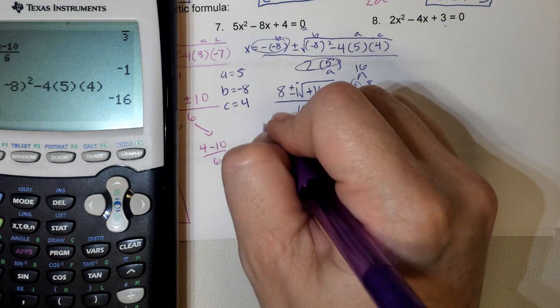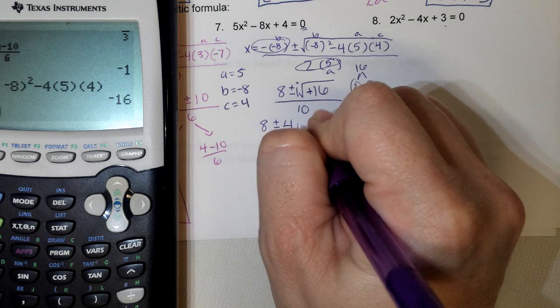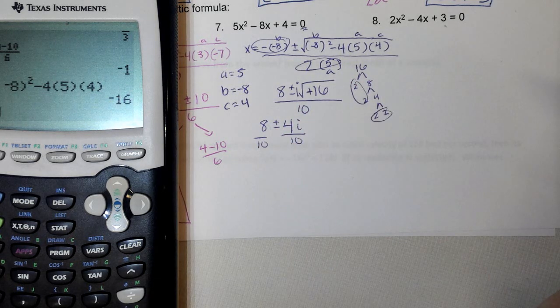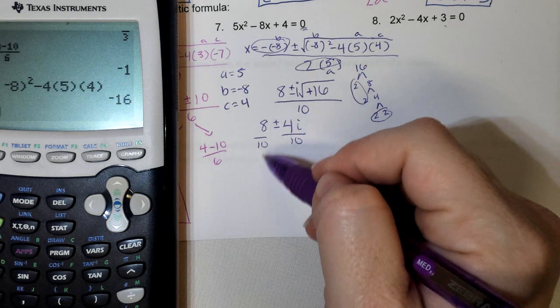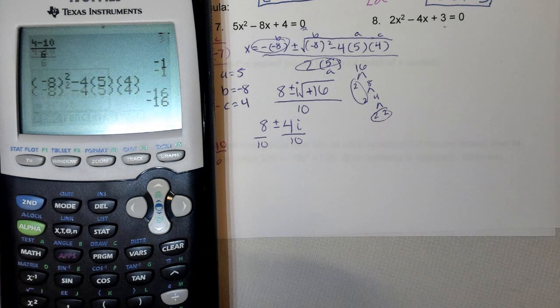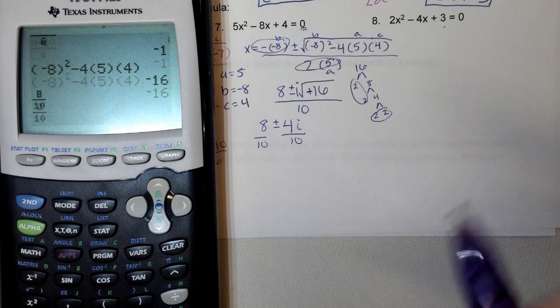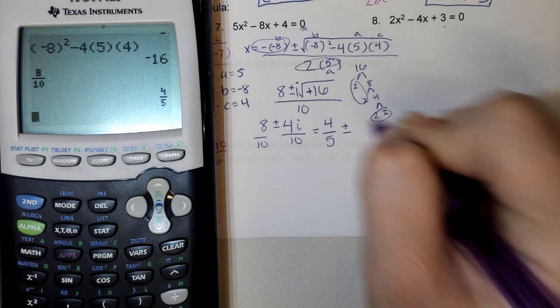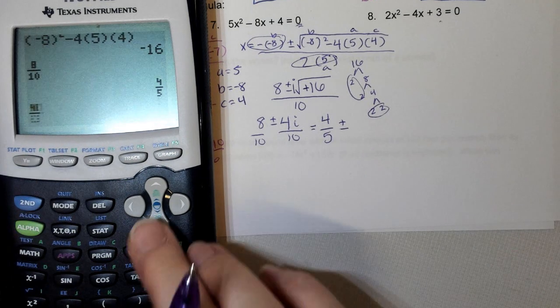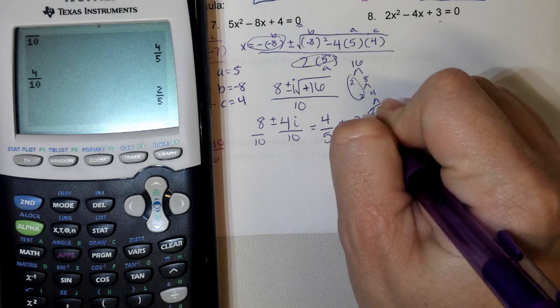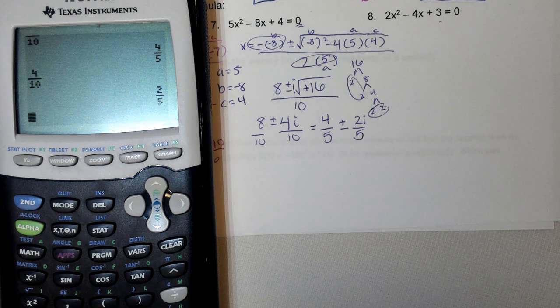So I'm going to rewrite this as 8 plus or minus 4i, and I'm going to break apart my denominator. Divide by 10, divide by 10. Because remember, if you're going to simplify, you have to separate your denominator. So 8 over 10 does simplify. If you struggle simplifying fractions, alpha, y equals enter 8 over 10, your calculator will simplify it for you. So it becomes 4 over 5 plus or minus, and then you can do alpha, y equals enter 4 over 10, which becomes 2 over 5. Don't forget your i. You can't type the i in the calculator, okay?